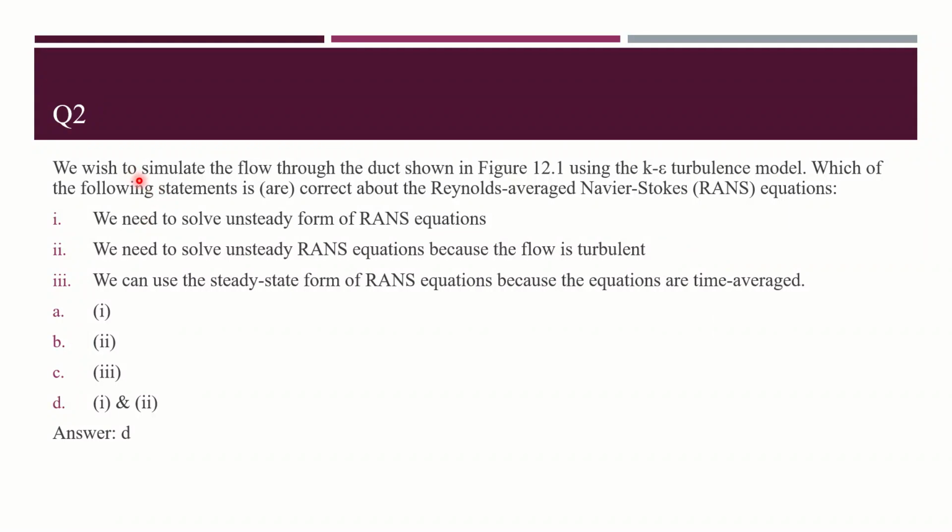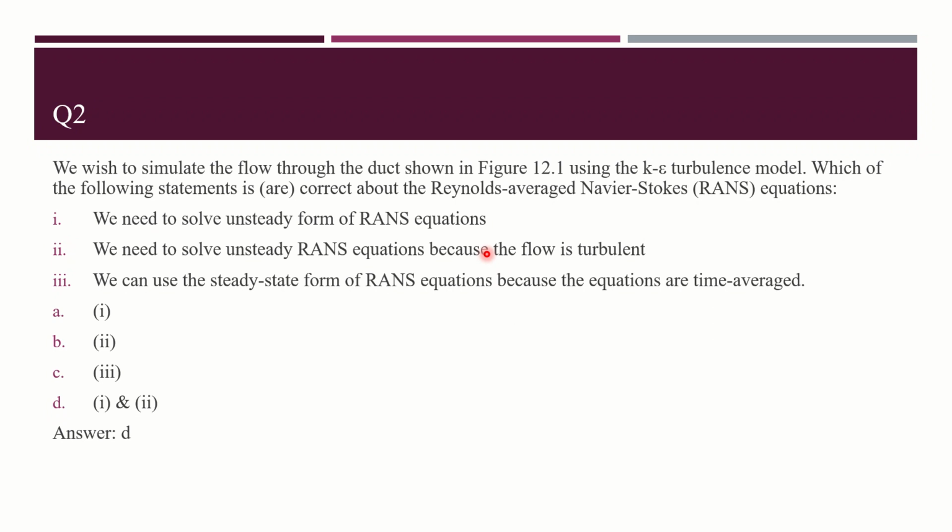In question 2, it is asked that we wish to simulate the flow through the duct shown in figure 12.1 using the K epsilon turbulence model. Which of the following statements are correct about the Reynolds average Navier-Stokes equation? First, we need to solve the unsteady form of RANS equation. Second, we need to solve the unsteady RANS equation because the flow is turbulent. And third, we can use the steady state form of RANS equation because the equations are time averaged.